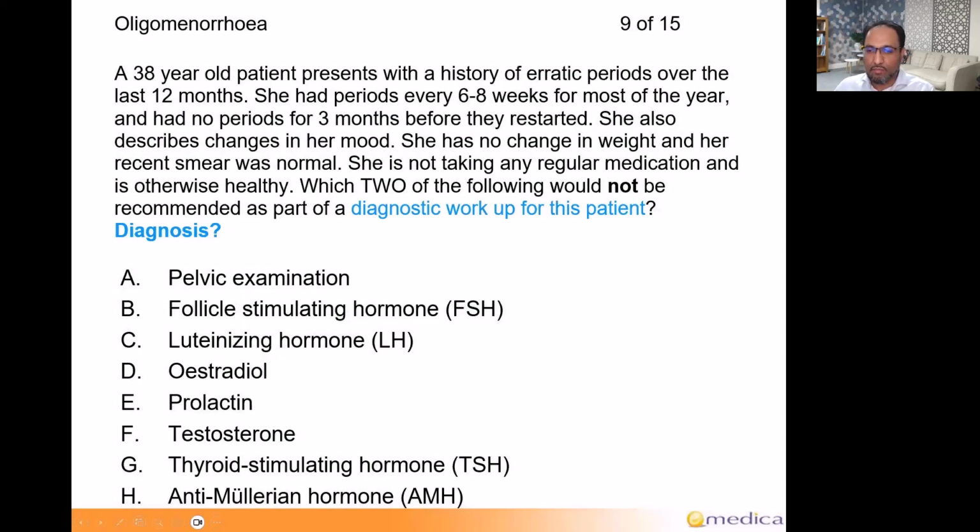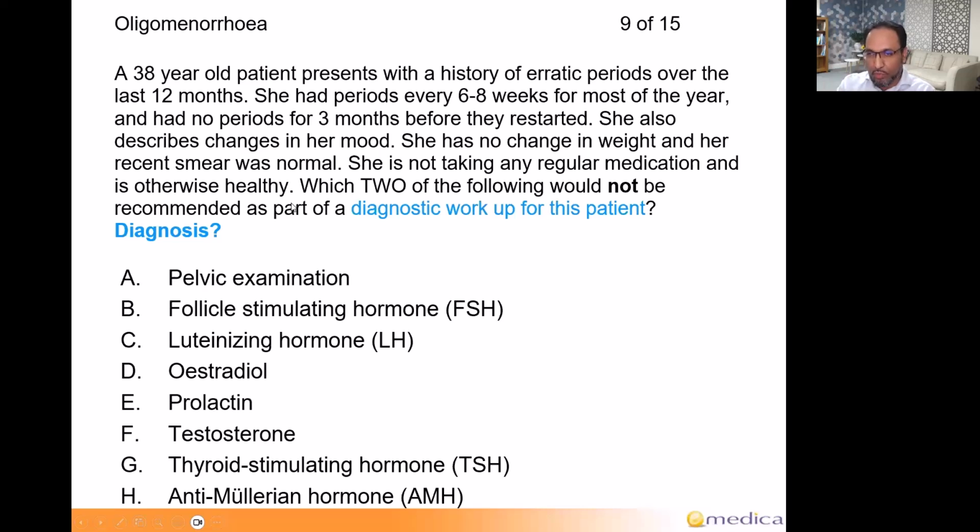Okay, question number 9. A couple of things I've highlighted here in terms of the importance of reading carefully. So first of all, it's a multiple best answer. So you have to get them both right to get the 1 mark. So which 2 of these would not be recommended as part of the diagnostic workup for this particular patient. So have a look at the symptoms. Something really important is her age. She's 38.